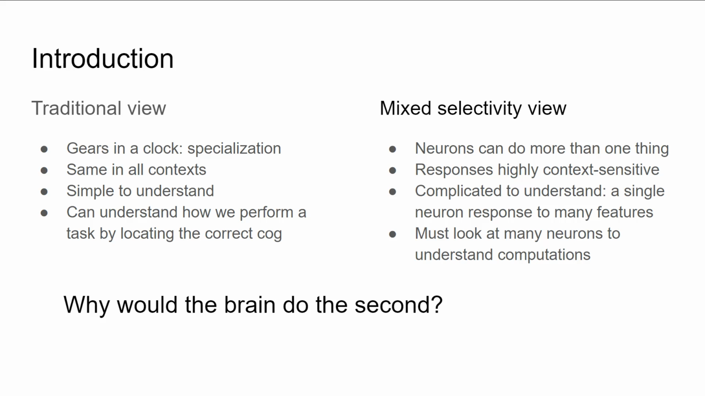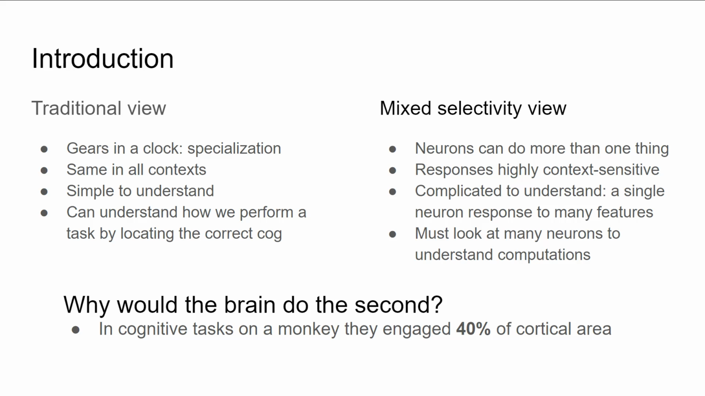So why would the brain do the second? To give you a bit of the evidence about it, a monkey was performing some kind of cognitive task. It's not too important. They find that the monkey engages 40% of the cortical area just to do this kind of arbitrary cognitive task. So the argument they make is, if you use 40% of your brain for a single task, or at least the cortical area, then either you can only do 2 tasks, or you're reusing some parts for other things. So if you could only use every neuron for one thing, and it took 40% of it to do one task, then you would be a very simple monkey.